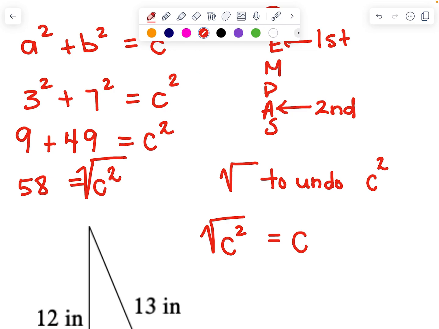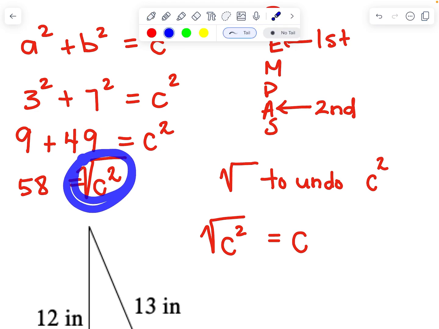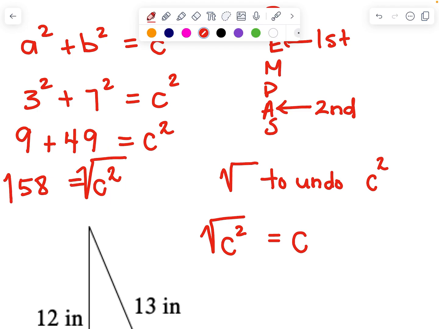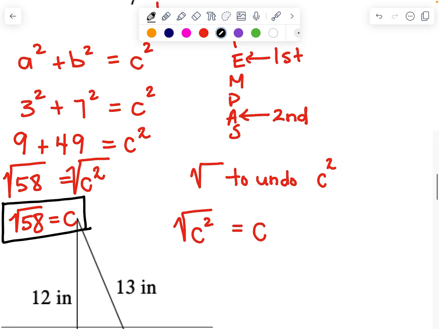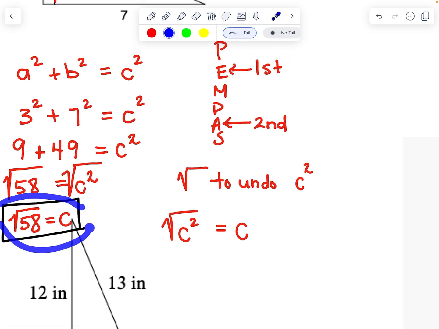And because I am an algebra expert, as you all are now, I know that when I do something to one side of the equation, I have to do it to the other side of the equation also. So I'm going to end up with the square root of 58 is equal to c. That's what c is equal to. And if you wanted to, you could plug that in a calculator and get an exact answer. But I don't really care. If you want to leave it as the square root of 58, that is fine with me.